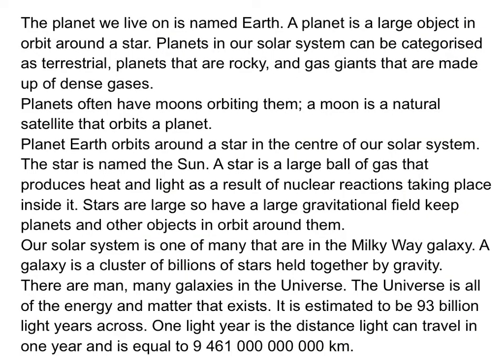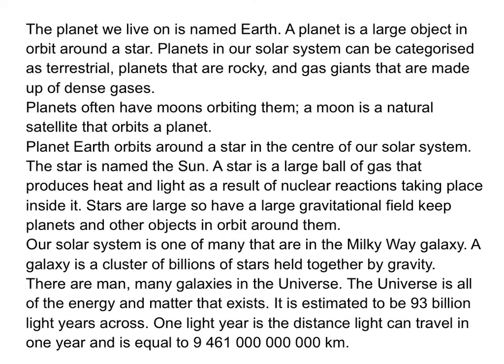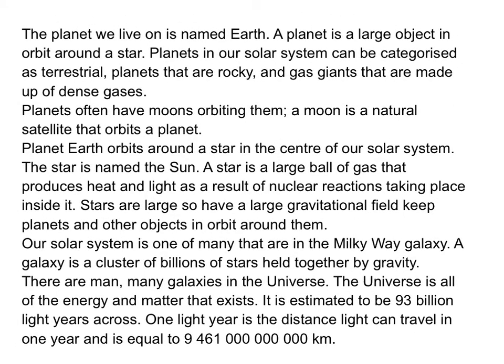Okay, so what we're going to do now, you've got the information here, which is on your worksheet as well. From this information, you are going to need to answer the questions on the next slide. I'm just going to read through it for you and you can follow along, just so you know what every single word says. The planet we live on is named Earth. A planet is a large object in orbit around a star. Planets in our solar system can be categorised as terrestrial, meaning planets that are rocky, and gas giants that are made up of dense gases. Planets often have moons orbiting them. A moon is a natural satellite that orbits a planet.